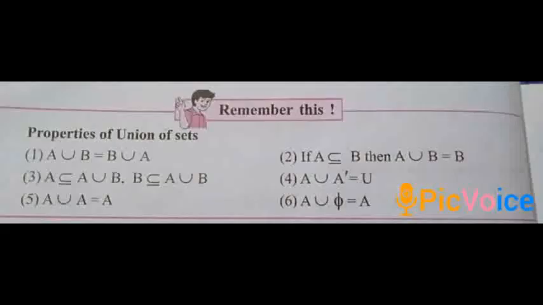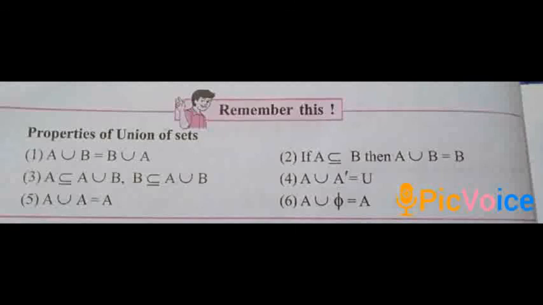Now let us see the properties of union of sets. First of all, A union B is always equal to B union A. And A is a subset of A union B. B is also a subset of A union B. All the elements of A will be there in A union B. All the elements of B also will be in A union B. And A union A will always be A. And if A is a subset of B, then A union B will be equal to B, because all the elements of A are there in B. So if you take the union, that is nothing but your set B.